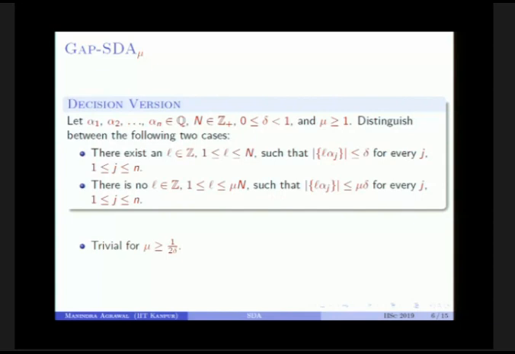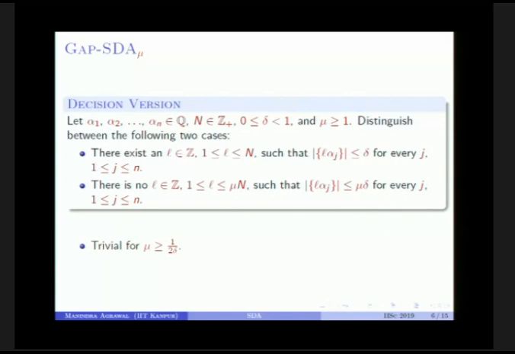This is the yes part. But if there doesn't exist such an L, we have a less strict condition. That is, the second case is there is no multiplier L between 1 and mu times N such that when you multiply alpha j with L, the distance from an integer is at most mu times delta. So the two cases being distinguished here are that there exists an L for mu equals 1, and the no case is there is no L for mu something bigger than 1.